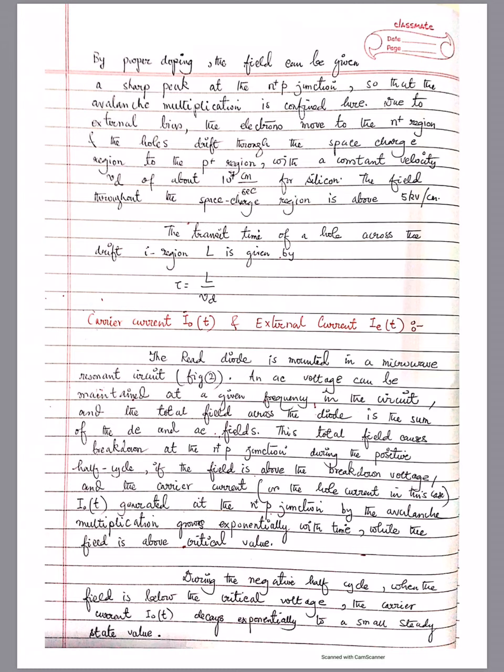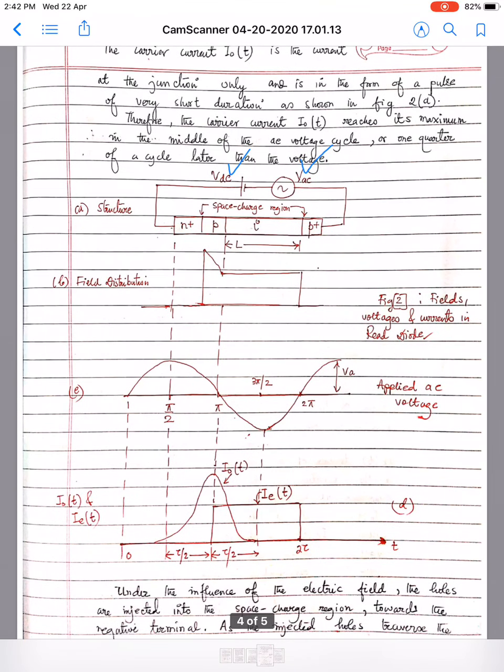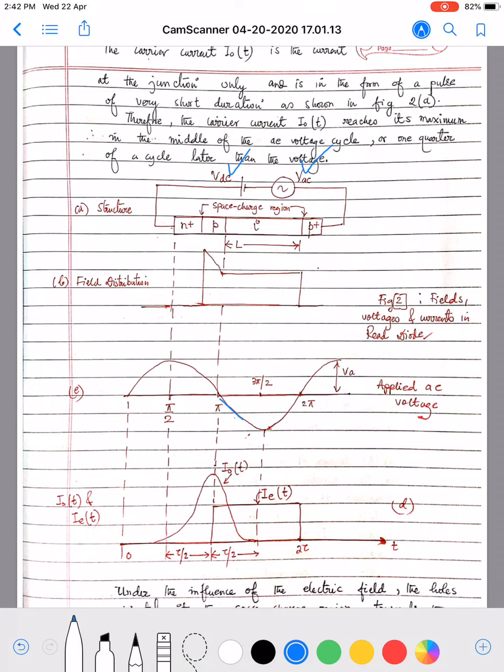So in the positive half cycle avalanche breakdown happens, and during the negative half cycle, when the field is below the critical voltage, the carrier current I0t decays exponentially. So we can see over here that in the negative half cycle, as it is below the critical field, the pulse that originated in the positive half cycle due to avalanche breakdown will decay very soon, an exponential decay. This is the I0t generated current, and the origin of generation is the N plus P junction.